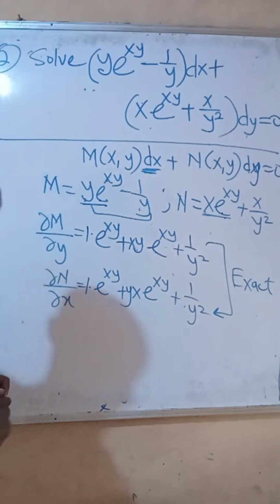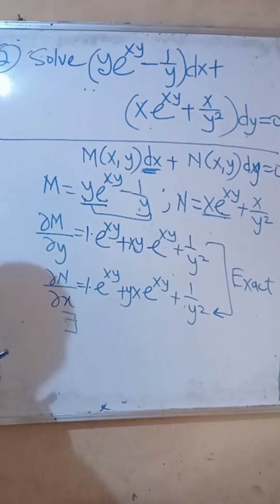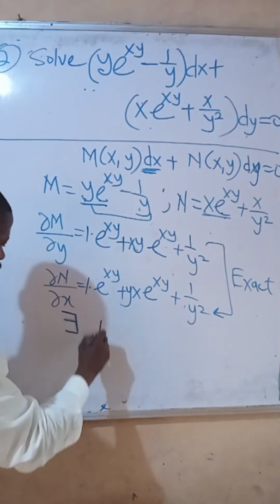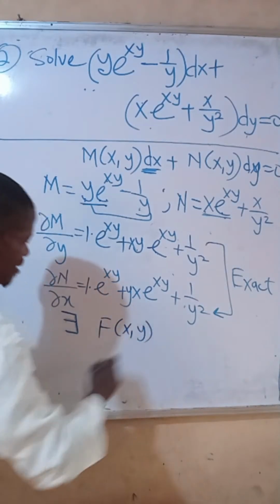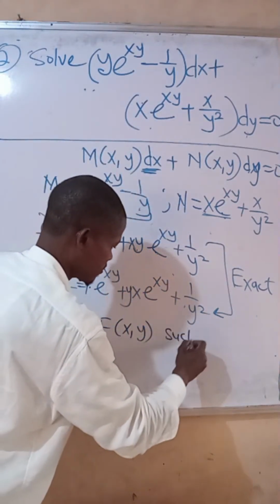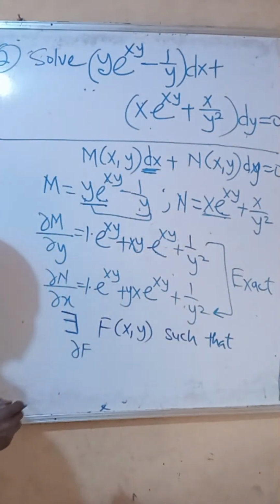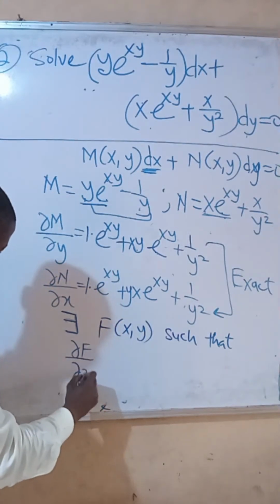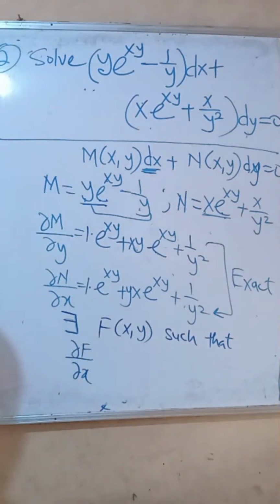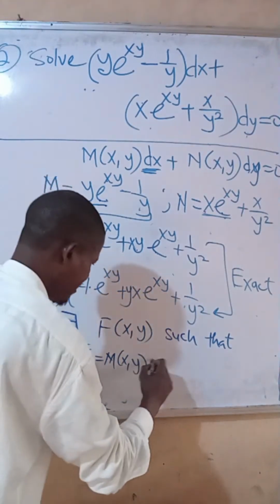And how do we do that? If an equation is exact, then there exists a function f, the function of two variables x and y, such that the partial differential of f with respect to x is equal to M. So integrate both sides. So f is equal to what?